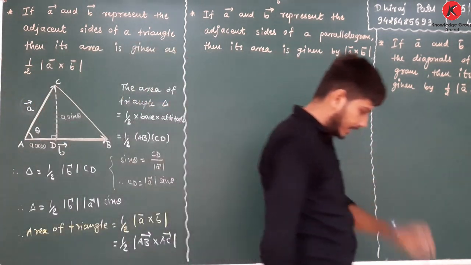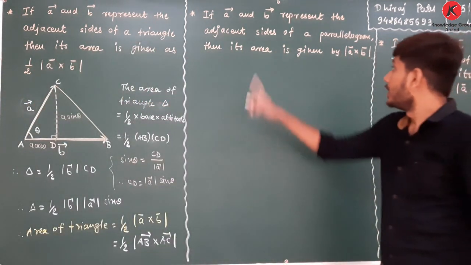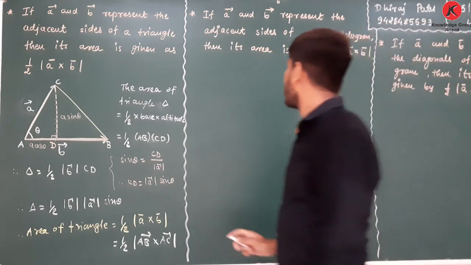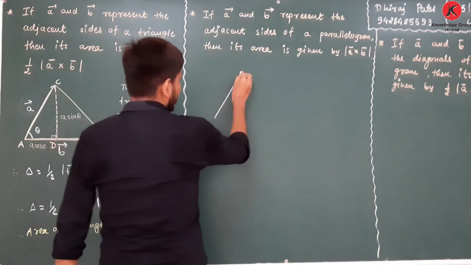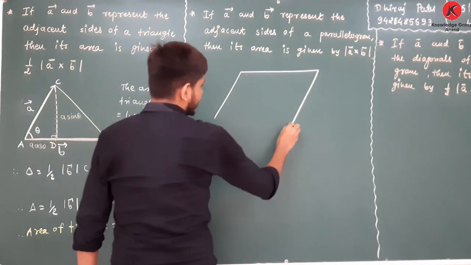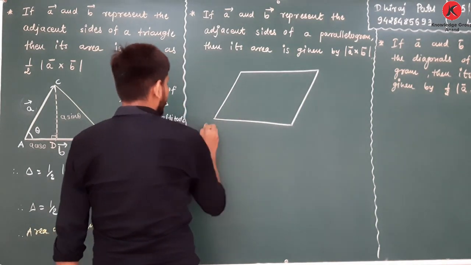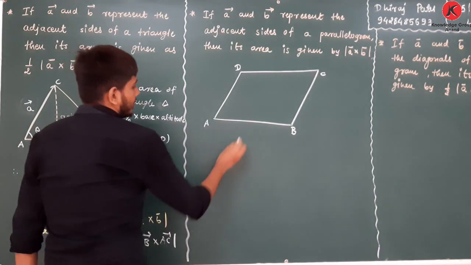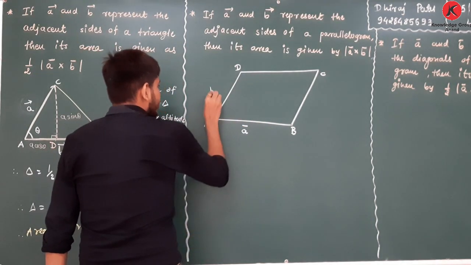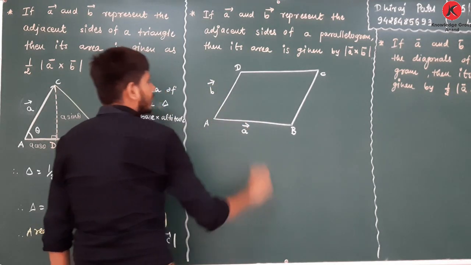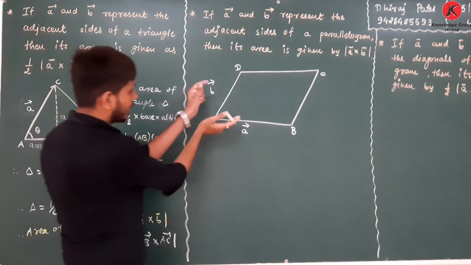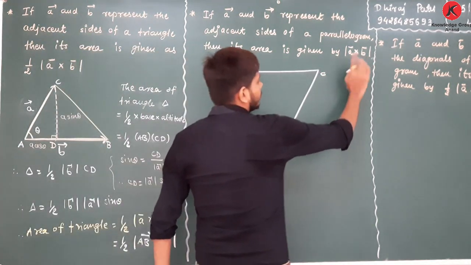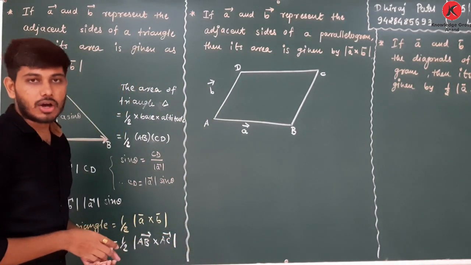Now the next theory, area of a parallelogram. If A bar and B bar represent the adjacent sides of a parallelogram, suppose the parallelogram is here, ABCD. Parallelogram ABCD. Here A bar and B bar are the adjacent sides. Vector A and vector B are the adjacent sides of the parallelogram. Then its area is given by the modulus of A bar cross B bar.